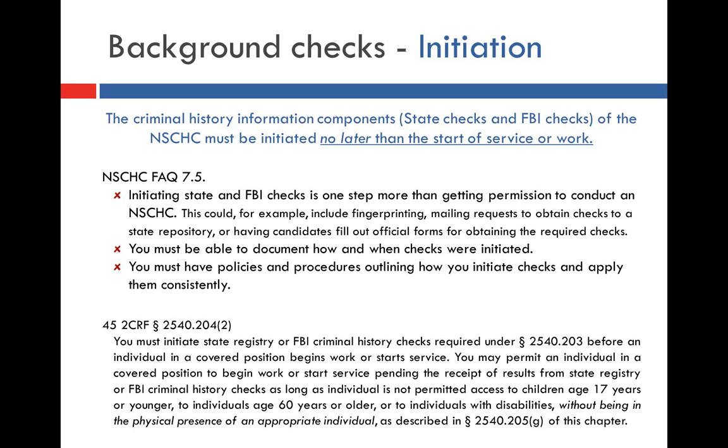Whether or not you think that is strong enough is something that we can talk with your program officer about, but you really have to make sure that you have a policy in place that denotes what is initiation, what does that look like. You also have to make sure that you are documenting how and when the checks were initiated. Just saying that you have initiated them does not mean that there's proof that you did that. So you have to have some sort of documentation that shows the date and how these checks were initiated in those members' background check files. Okay? And as I said, you have to have policies and procedures outlining how you initiated the checks and apply them consistently for all of your members.